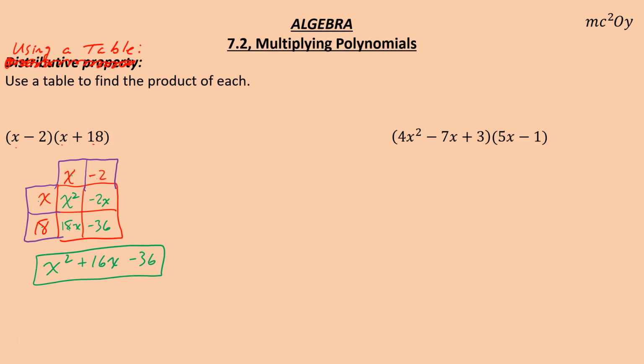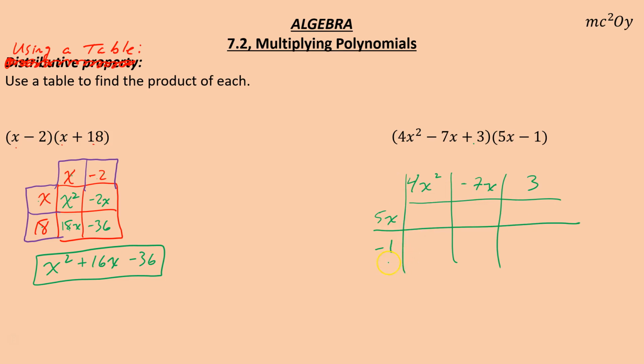Table method's nice. It's also called the box method or area model. It's a nice way to keep yourself organized. It takes a little longer though, but especially when you're dealing with trinomials, like 1, 2, 3 terms. I have 4x squared, I have negative 7x, and positive 3, and then I have 5x and negative 1. Okay, so looking at it, I have this area model that I can deal with here. You'll notice how messy I made it, but really all it is is a way to organize yourself.